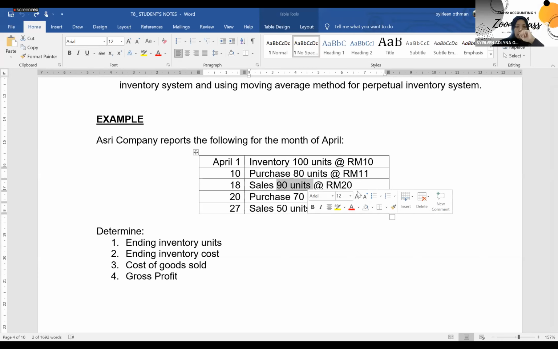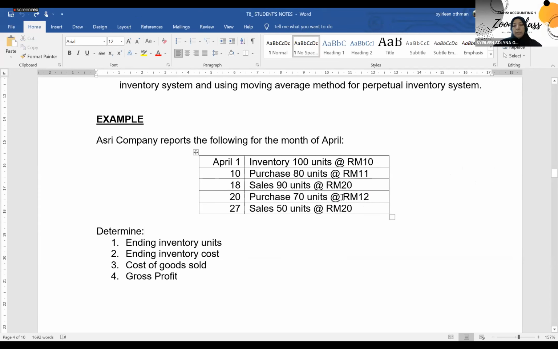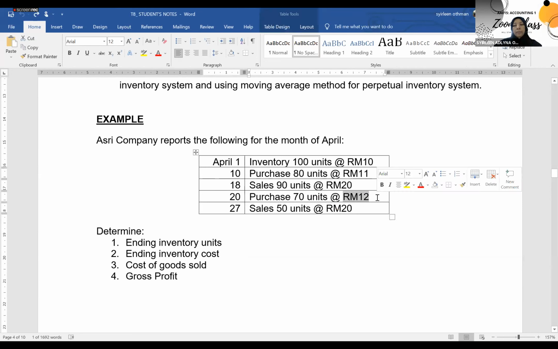Okay, and then on the 20th kita beli another batch of inventory. We bought 70 units with a different price. Harga dekat sini pada 20 hari bulan ialah 12 ringgit pula. And then on the 27 kita jual 50 units with the price of 20 ringgit. So you are supposed to determine.